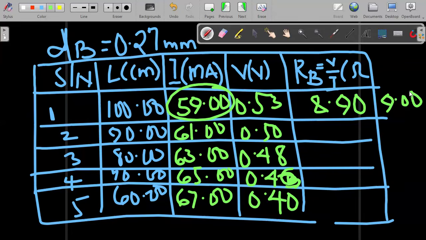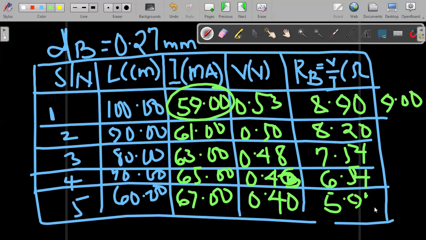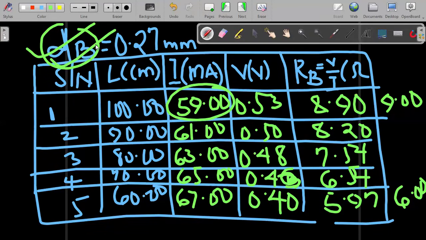It's the same. So here will give me 8.20. Here is 7.54. Here is 6.54. This will give you 5.97. Some people can also round this to 6.00. It's the same. When your approximation is very close to the number, like 5.96, 5.98, you can just take it to 6.00. Okay, so this is the second reading. Like I said, these two values are correct, irrespective of how the circuit comes out. This diameter, the other diameters are correct.